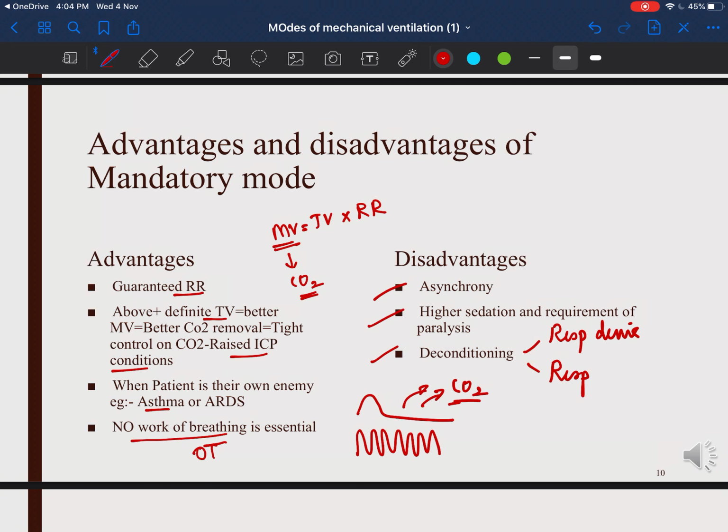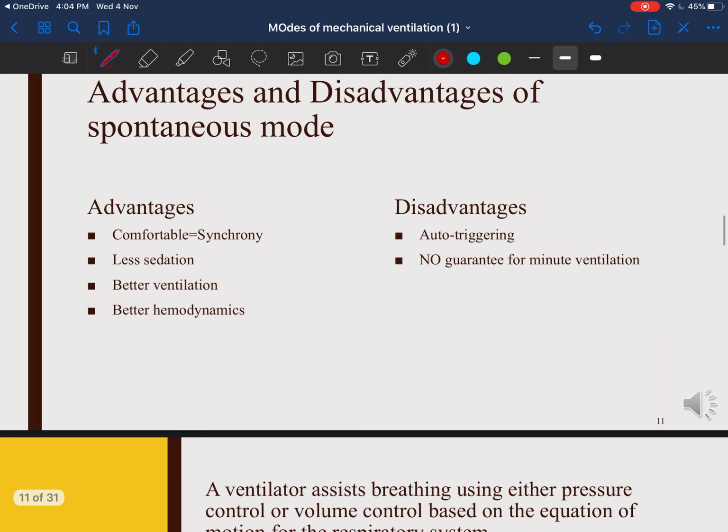Respiratory drive decides to go for a vacation because something else is doing the work, and it is not willing to come back from the vacation when you want it to. Similarly, respiratory muscles decide something else is doing the work instead of me, so they do not want to work when you want the respiratory muscles to work. Essentially, weaning becomes very difficult if the patient is put on mandatory mode for a long time.